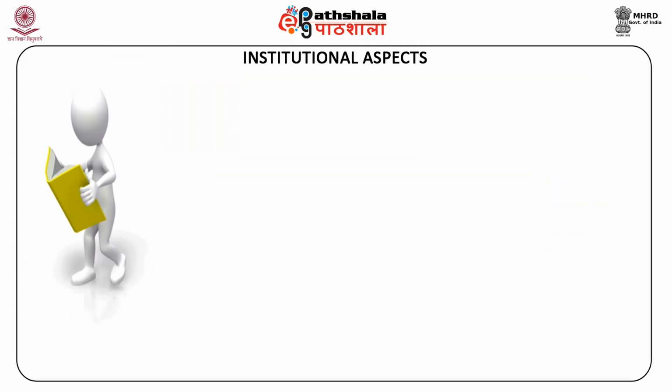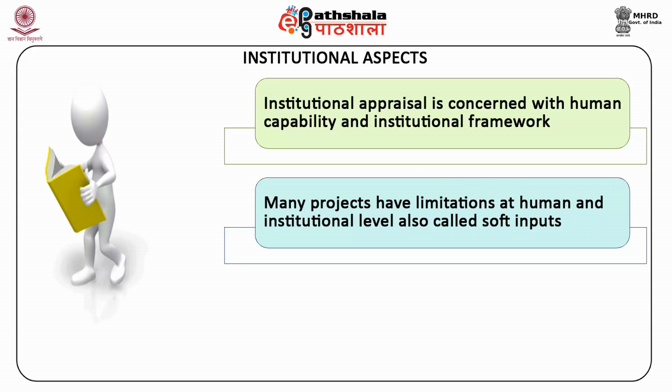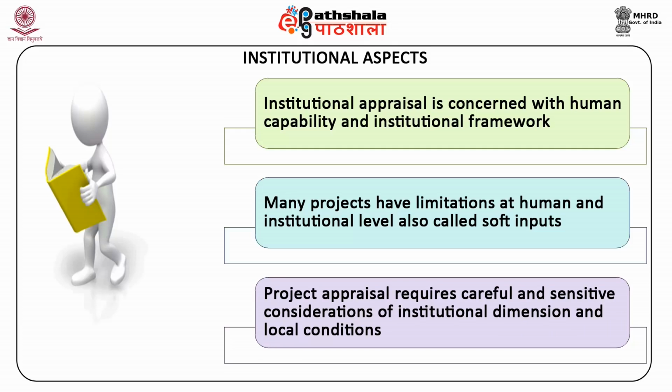The second one is institutional aspects. Institutional appraisal is concerned with human capability and the institutional framework in which projects are implemented. Many projects have limitations at human and institutional level, also called soft inputs. Therefore, project appraisal requires careful and sensitive consideration of institutional dimension and local conditions.